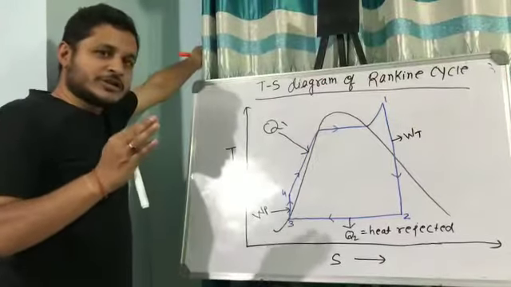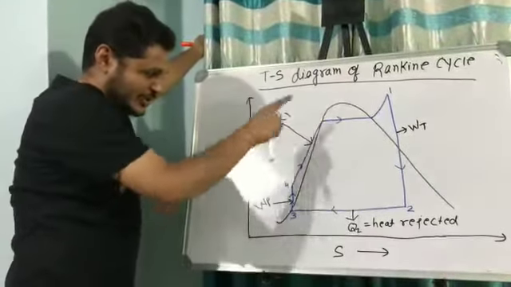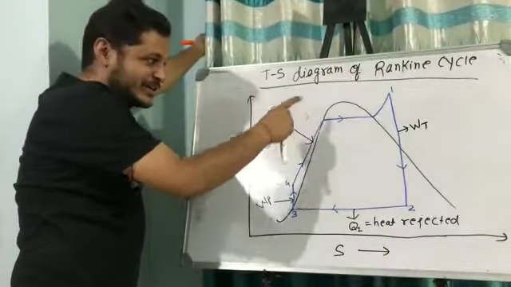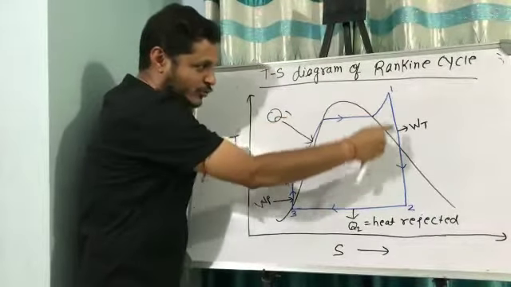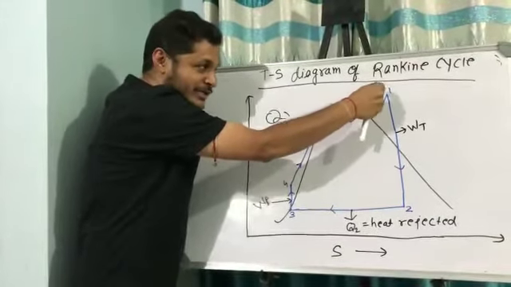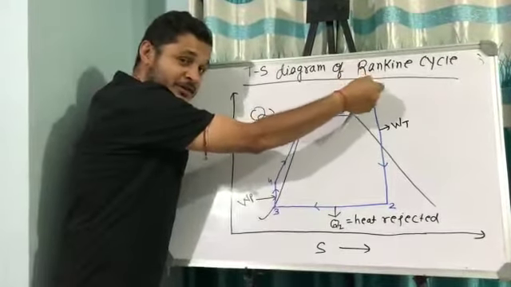Now we are going to discuss the TS diagram of the Rankine cycle. You can see the Rankine cycle TS diagram is drawn on the board. First of all, see point 1 to 2. Where does point 1 lie? In the superheated region. So here there is steam which is superheated.